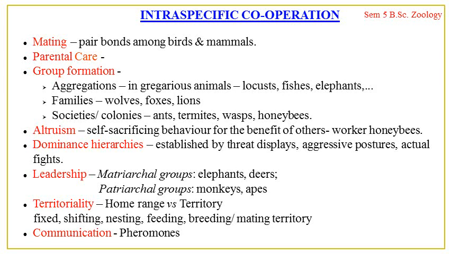And it is this trail pheromone which is detected by the other members of the same species, right? And this is how it marks the trail, and this is how it traces the path. Okay, so that is pheromones. I hope this is clear. Okay, intraspecific cooperation: for mating, for parental care, for group formation, in altruism, in leadership, in communication and home range.